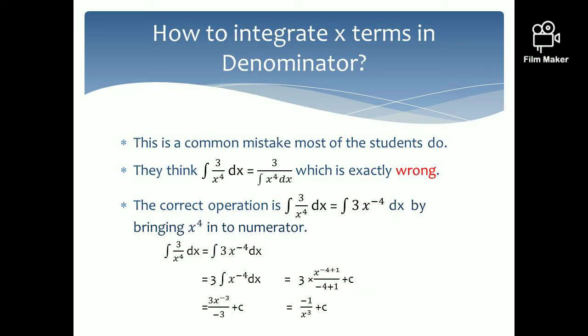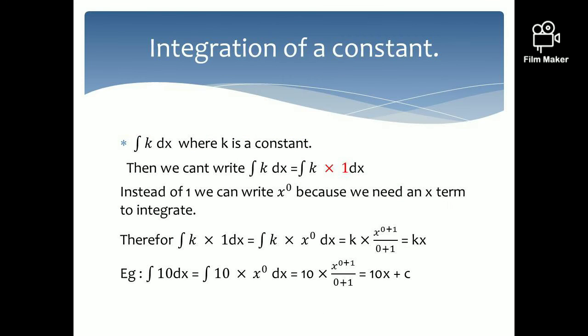Then you can use the first principle and you put into the formula x to the power n integration and you can get the answer 3x to the power minus 4 plus 1 divided by minus 4 plus 1 plus c. Then your final answer turn up into 3x to the power minus 3 over minus 3.